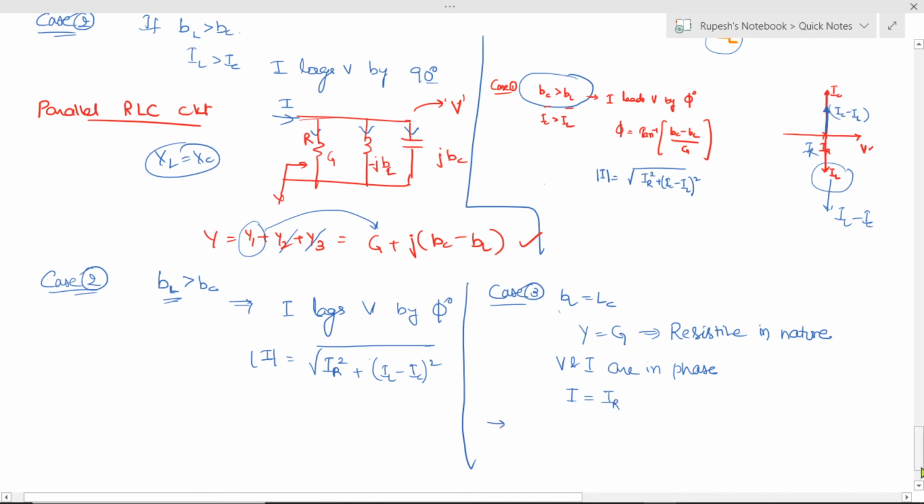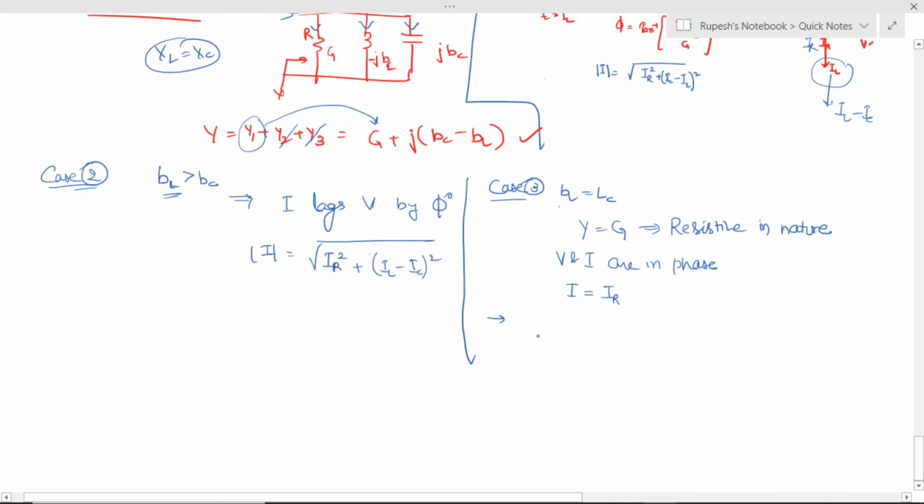In this case, the power factor will be, so we'll see it later. So this is the summary.